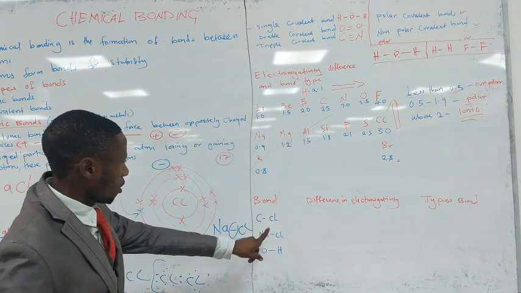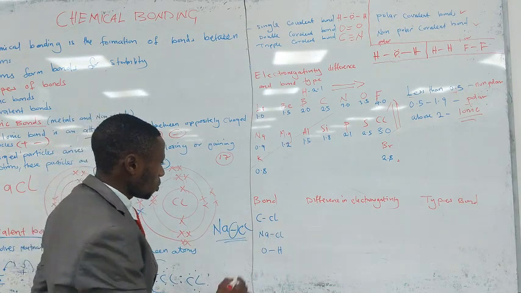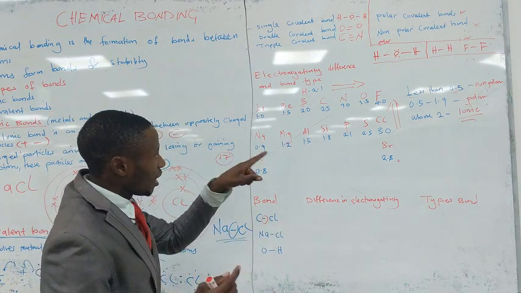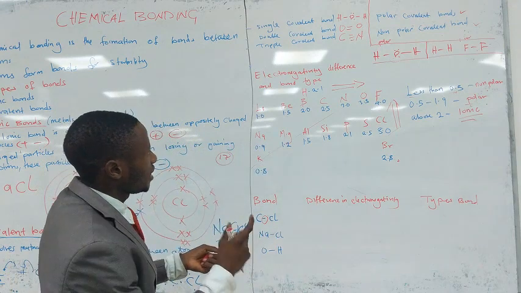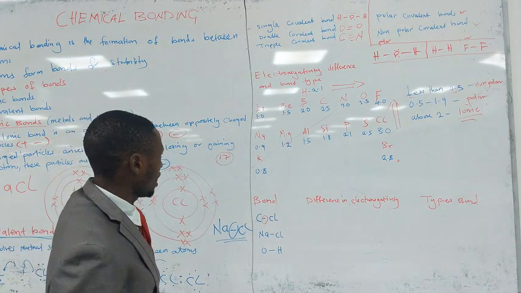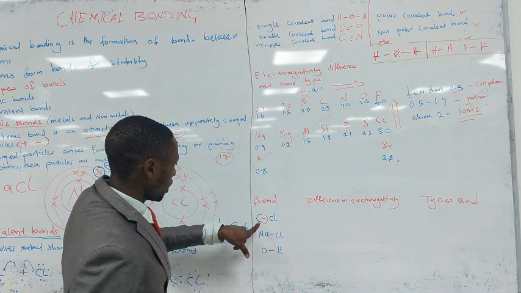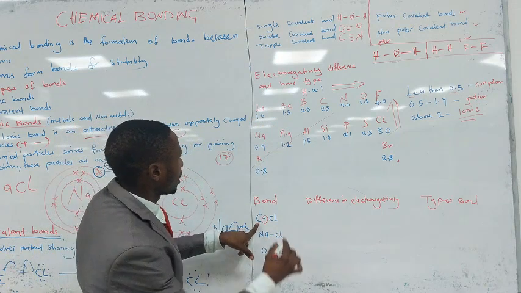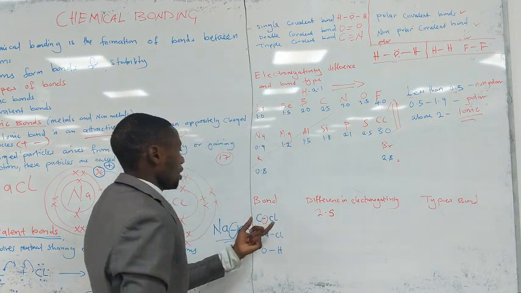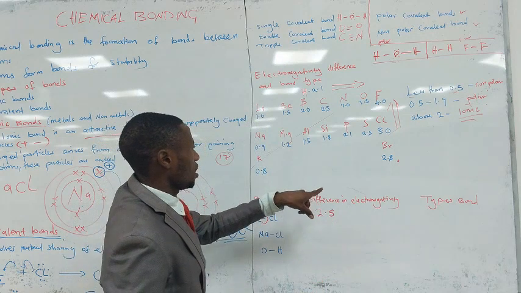So we have the bond between carbon and chlorine. We want to tell what type of bond this is. Is it ionic? Is it polar covalent? Is it non-polar covalent? Let's utilize the values above here. Carbon, what value does it have? It has 2.5. Then chlorine has got 3.0.